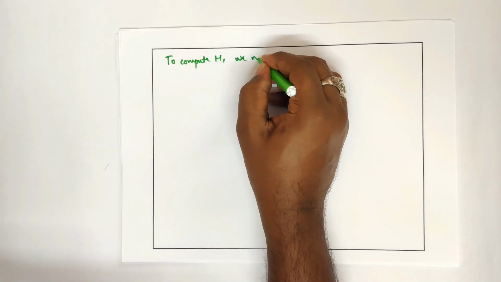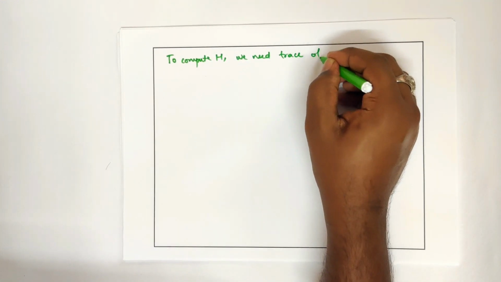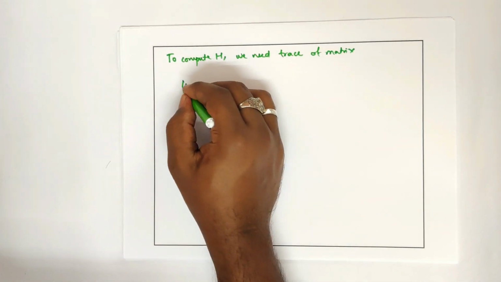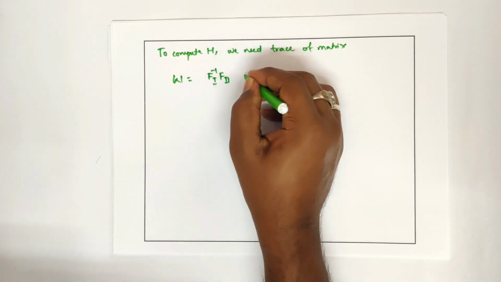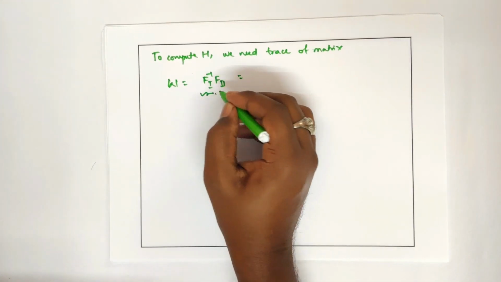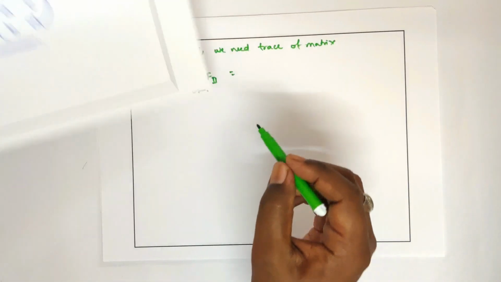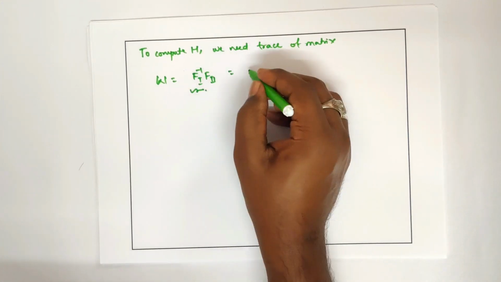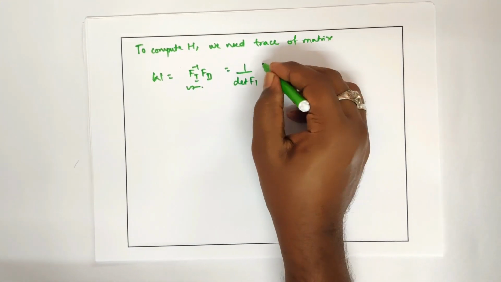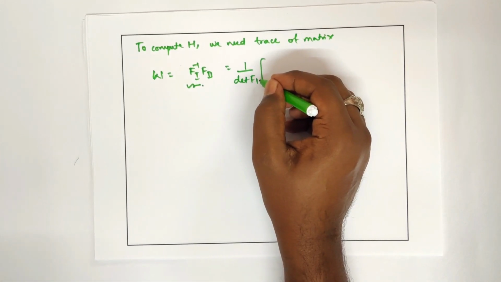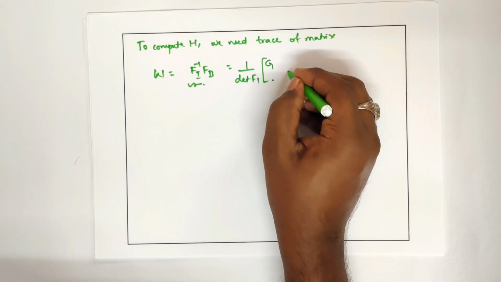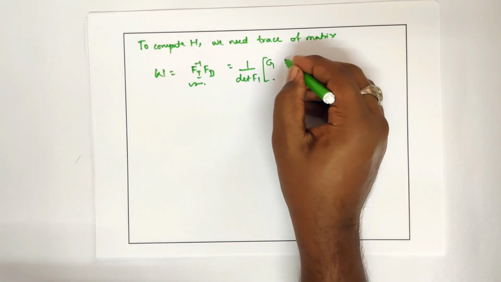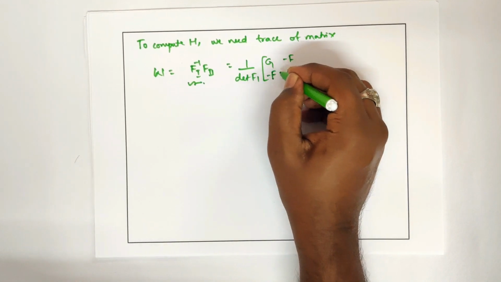So to compute H, what we need is the trace of the matrix. If you closely observe the Weingarten matrix, it was our F1 inverse times F2. So how do we find the F1 inverse? What was our F1? It was the 2 cross 2 matrix E, F, F, G. So F1 inverse will be 1 by determinant of F1 times the adjoint of F1. So what was the adjoint of F1? Just interchange the diagonal elements, by which we get G, E, and change the signs of the off-diagonal elements: negative F, negative F.